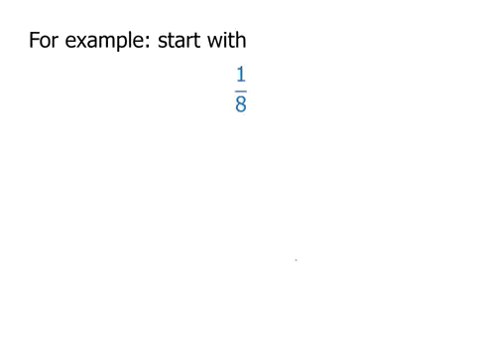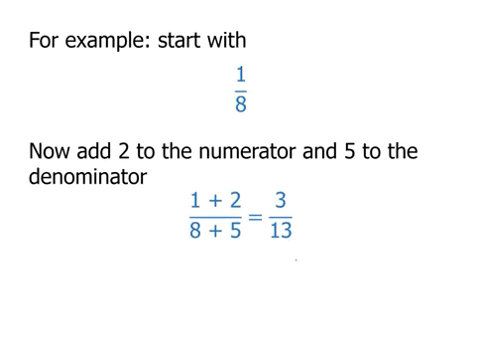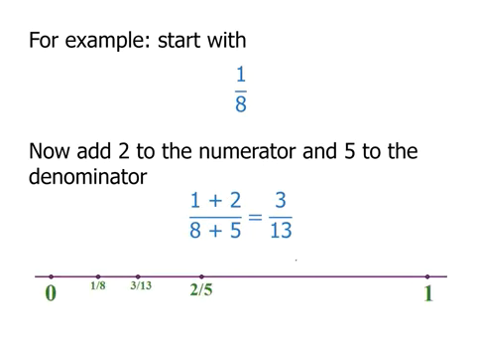So start with 1/8. 1/8 is less than 2/5. We add 2 to the numerator and 5 to the denominator, we get 3/13. Because we started out less than 2/5, moving toward 2/5 makes it bigger. And so this fraction has gotten bigger. 3/13 is greater than 1/8.